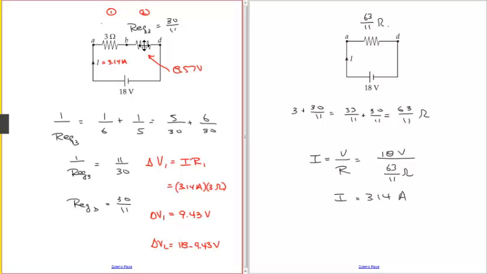8.57 volts. Okay. Yeah, it kind of makes sense because this is 3 ohms. This is a little less than 3 ohms. So you'd expect a little more voltage drop across here than you would across there. So you get 9.43 here and 8.57 there. Okay. So we're going to go back.